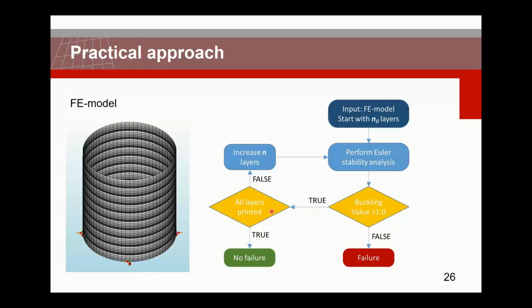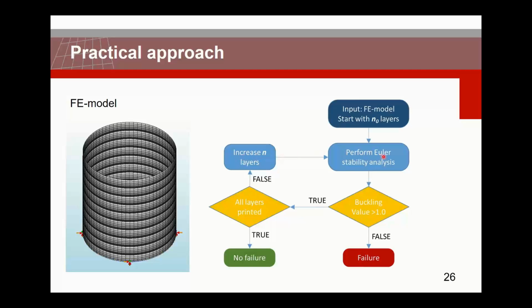When it's larger than 1, we check whether all the layers are printed. If not, we will increase the number of layers. The idea is not to increase it one by one, but we can check how large our buckling value is. If our buckling value is very large, we can of course just increase it with 1 layer, but then it's not going to change too much. So there's an algorithm in there so that when the buckling value is rather large, we increase with more layers.